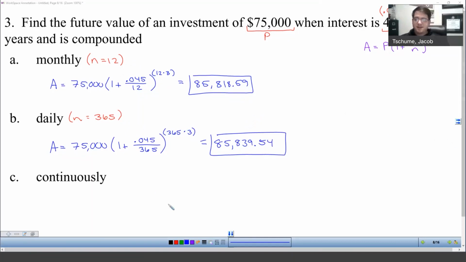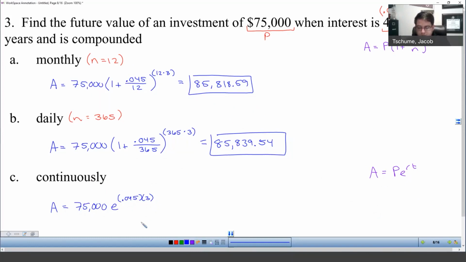Now at the bottom here, it says we're going to compound continuously. So this is a different formula because there is not an N value. So when you compound continuously, you're going to use the formula P times your natural base E raised to the RT power. And if I plug the same numbers into this formula, we will say A is equal to 75,000 times, wrong formula, times E raised to the interest rate, which is still 0.045, times your T value, which is 3.